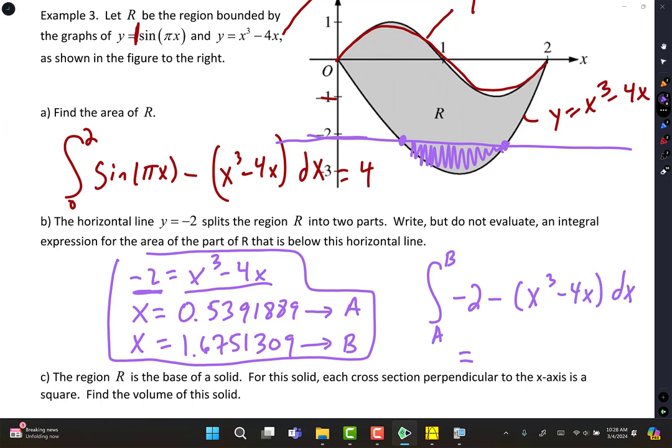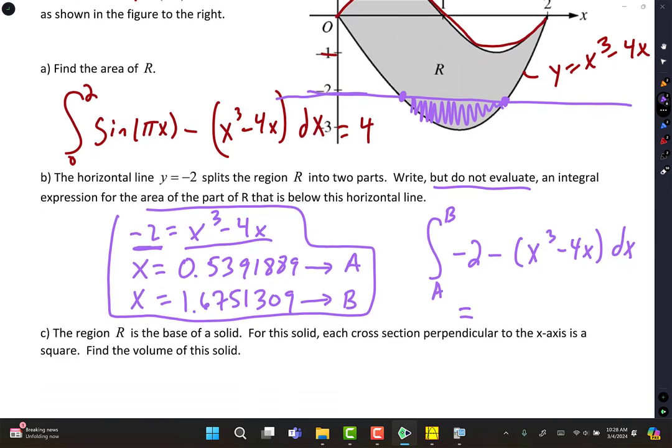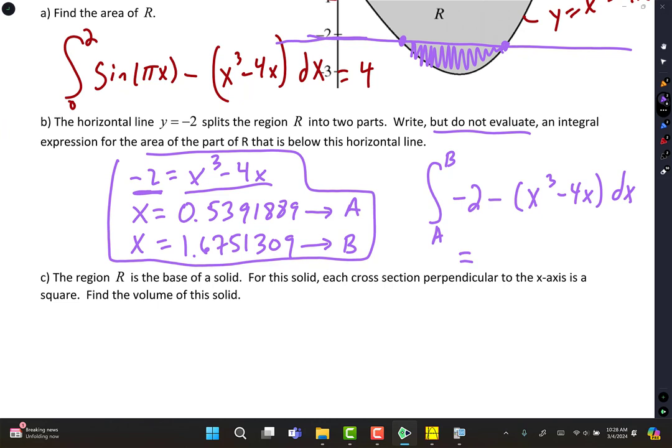And they didn't even want me to solve it. Man, if I would have known that, it doesn't matter. Right, but do not evaluate. If you were to evaluate it, nothing would have happened. You would have gotten the right answer. You just took off more time, the time that you could have used elsewhere. Are we okay? Okay, check it out.